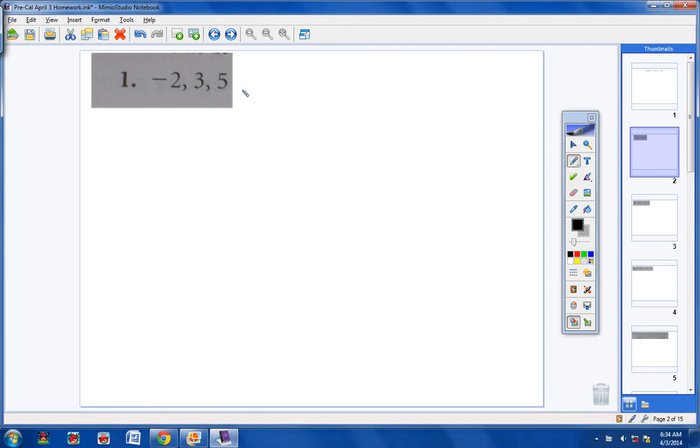If they want us to find a polynomial with degree 3, then we need to have 3 zeros. And we have 3 zeros, so we're good there. So if one of my zeros is negative 2, I'm going to put x plus 2. If one of my zeros is positive 3, I will put x minus 3. And if one of my zeros is positive 5, I'm going to put x minus 5.